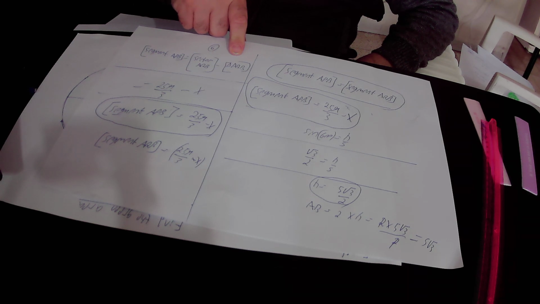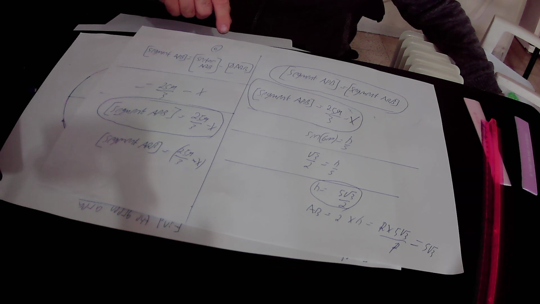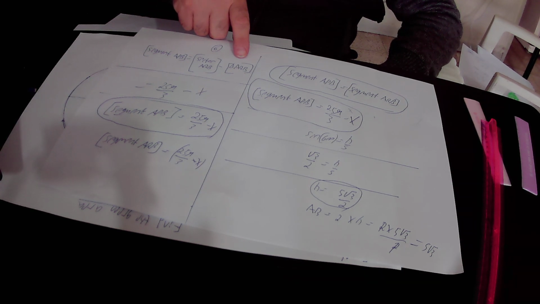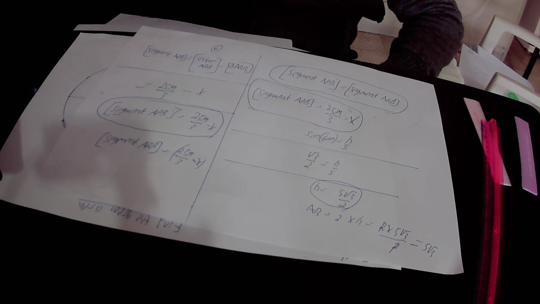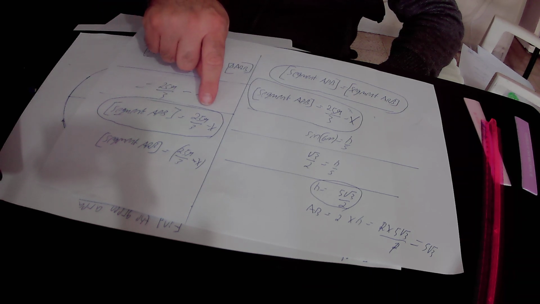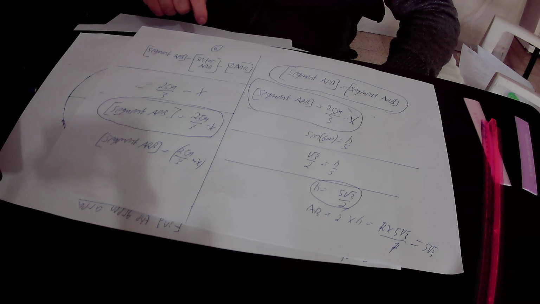And if the area of triangle APB is defined as x, so the area of triangle AQB will also equal x because they have the same areas. So the area of segment APB, which equals the area of sector AQB minus the area of triangle AQB, equals 25 pi over 3 minus x. Okay? And the area of segment APB also equals 25 pi over 3 minus x.